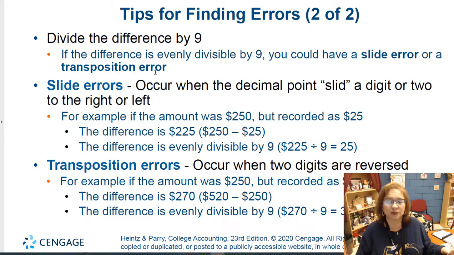Then, of course, if it's divisible by 9, you have a slide error or a transposition error, meaning that it's not correct. For example, if it was supposed to be 250, you recorded it as 25. Or if it was 25 and you recorded 250, that's a huge difference, okay? If the difference is evenly divisible by 9, then of course you've got a slide error. A transposition error is where, instead of it being 250, you're putting 520. Be careful. If you're dyslexic like me, be careful with your numbers, okay? Make sure that you are putting the correct numbers in and check.